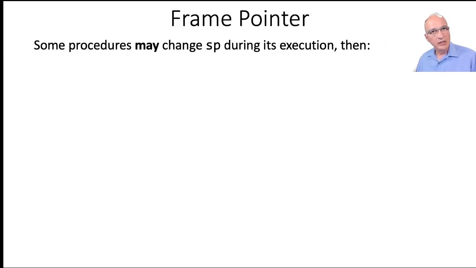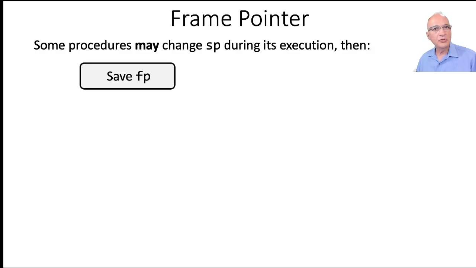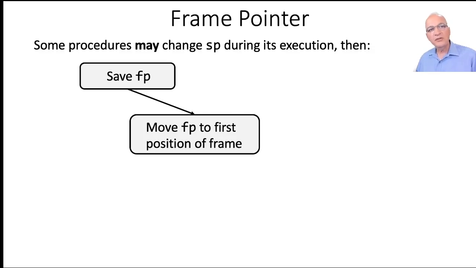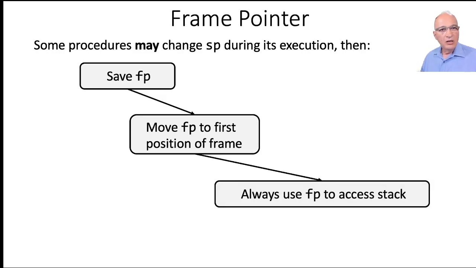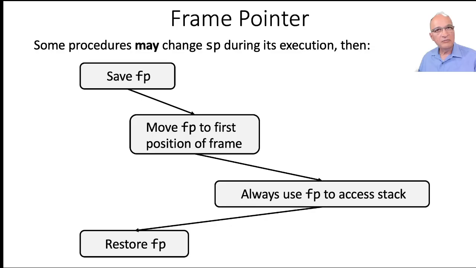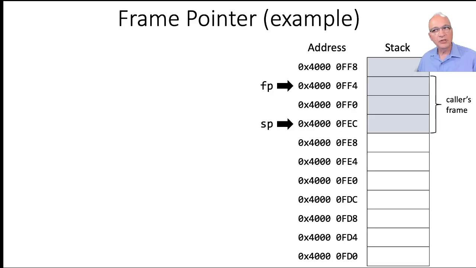So the motivation here is that some procedures may change the stack pointer during their execution. If that's the case, the sequence that we should follow is: first, we save the frame pointer so that we will be able to restore it at the end of the procedure. Then we move the frame pointer to the first position of the frame. Then we always use the frame pointer to access the stack, and then we restore the frame pointer. This is the sequence of steps that we need to do.